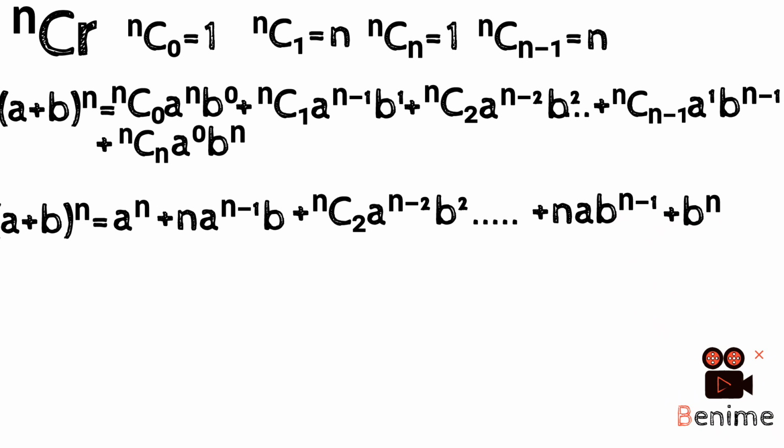So in total, your binomial theorem in simple form is a plus b raised to the power of n is equal to a raised to the power of n plus n a raised to the power of n minus 1 b plus n combination 2 a raised to the power of n minus 2 b raised to the power of 2, and so on. So you get to your second to the last term, that's n a b raised to the power of n minus 1 plus b raised to the power of n.